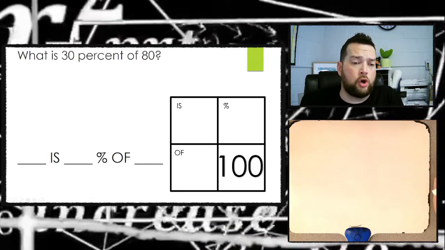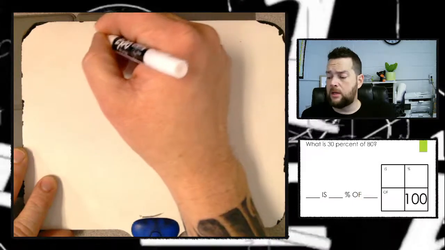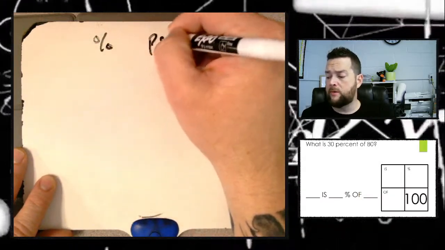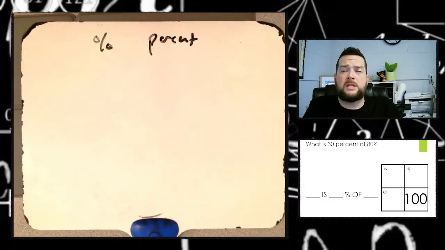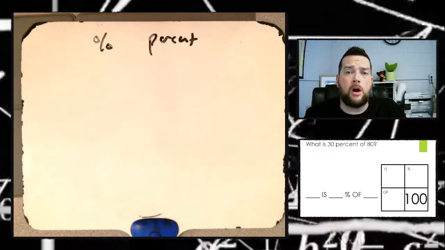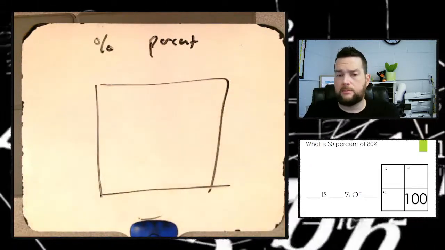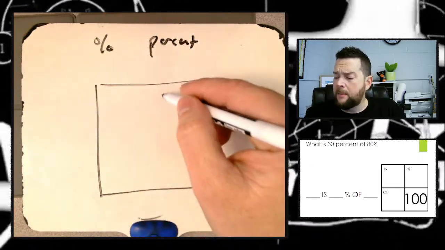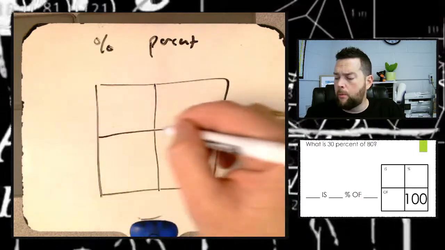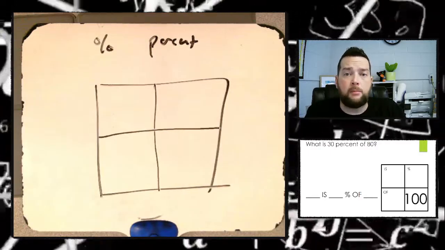So let me just show you really quickly how to draw the percent box. So again, we've seen the percent sign, we've seen the word percent, we don't see the words increase, decrease, or interest. All right, I want to draw a percent box. So I'm going to start out by just drawing a box, just like that. And then I'm going to separate this box into 4 equal parts. And I've got 4 places for numbers right here.